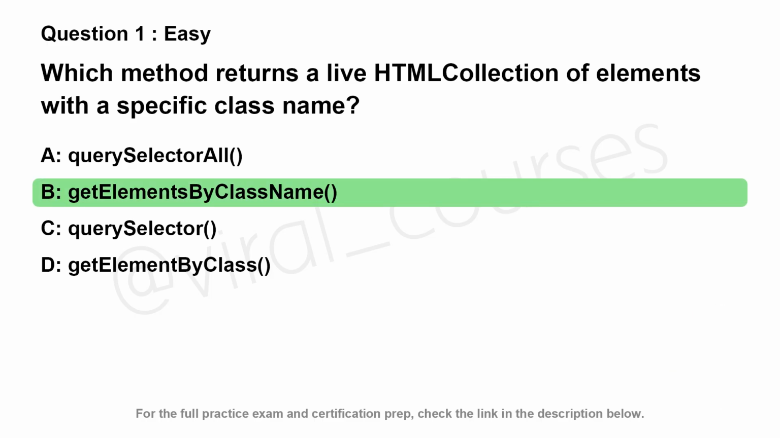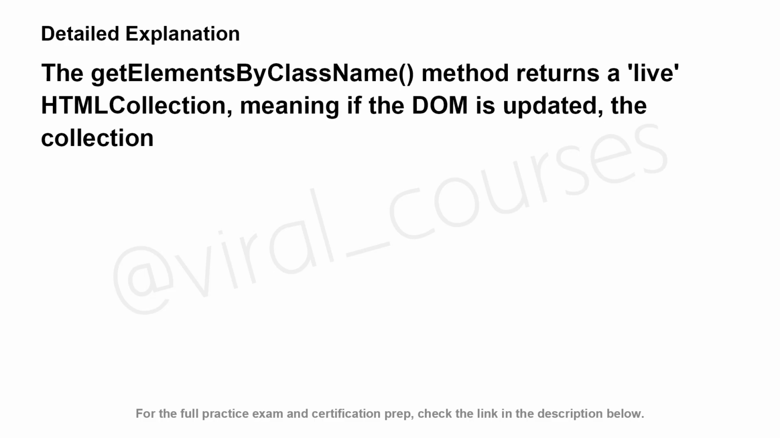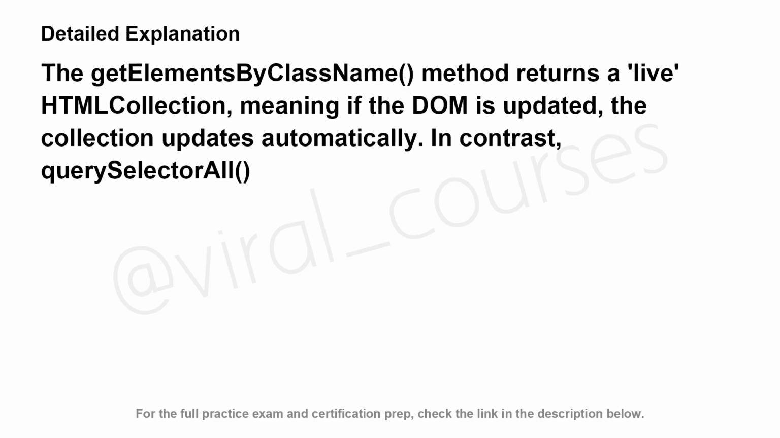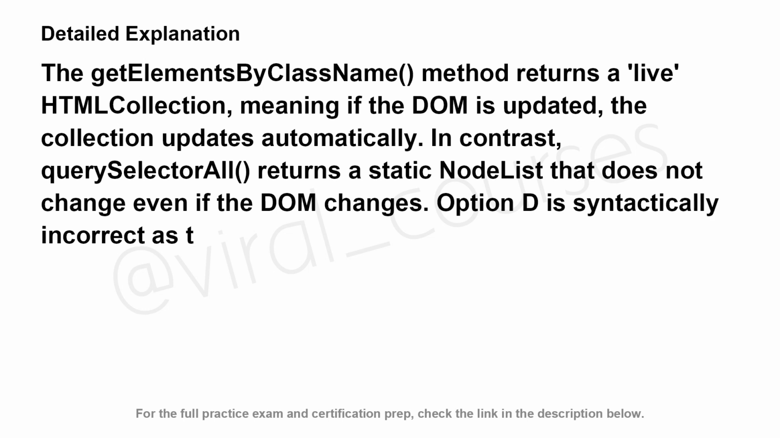The correct answer is B. The getElementsByClassName method returns a live HTML collection, meaning if the DOM is updated, the collection updates automatically. In contrast, querySelectorAll returns a static NodeList that does not change even if the DOM changes. Option D is syntactically incorrect as the method name is plural.